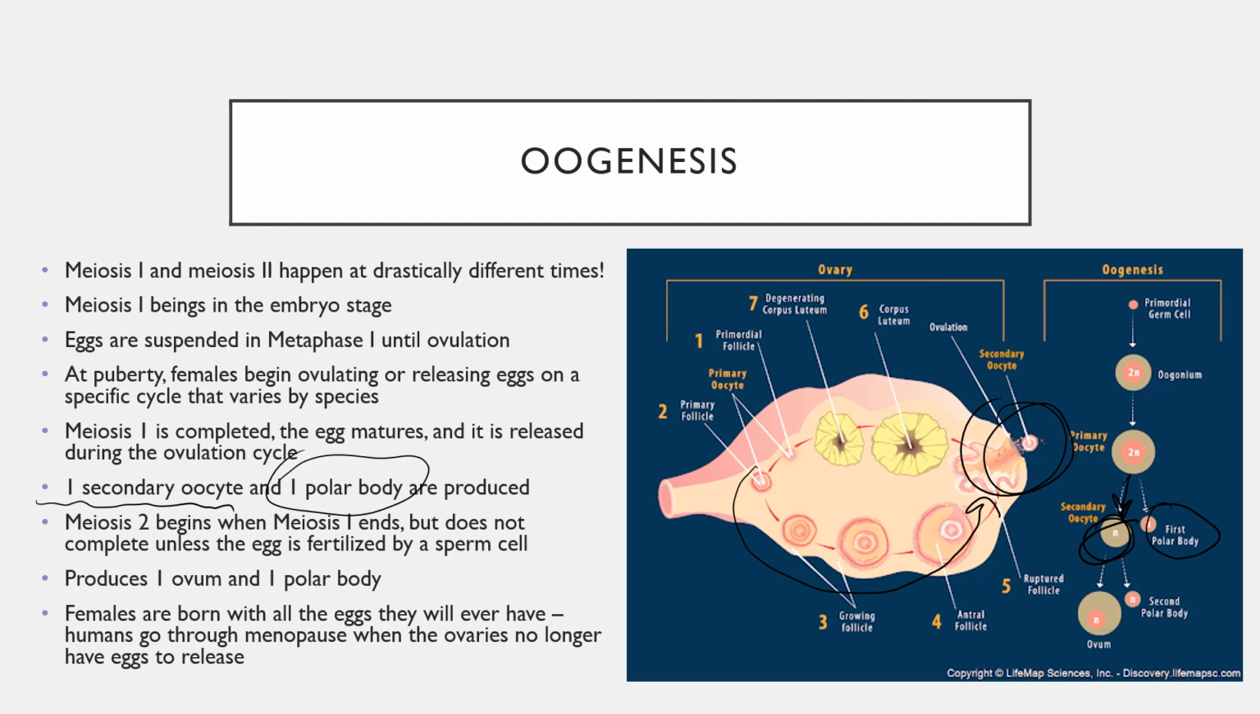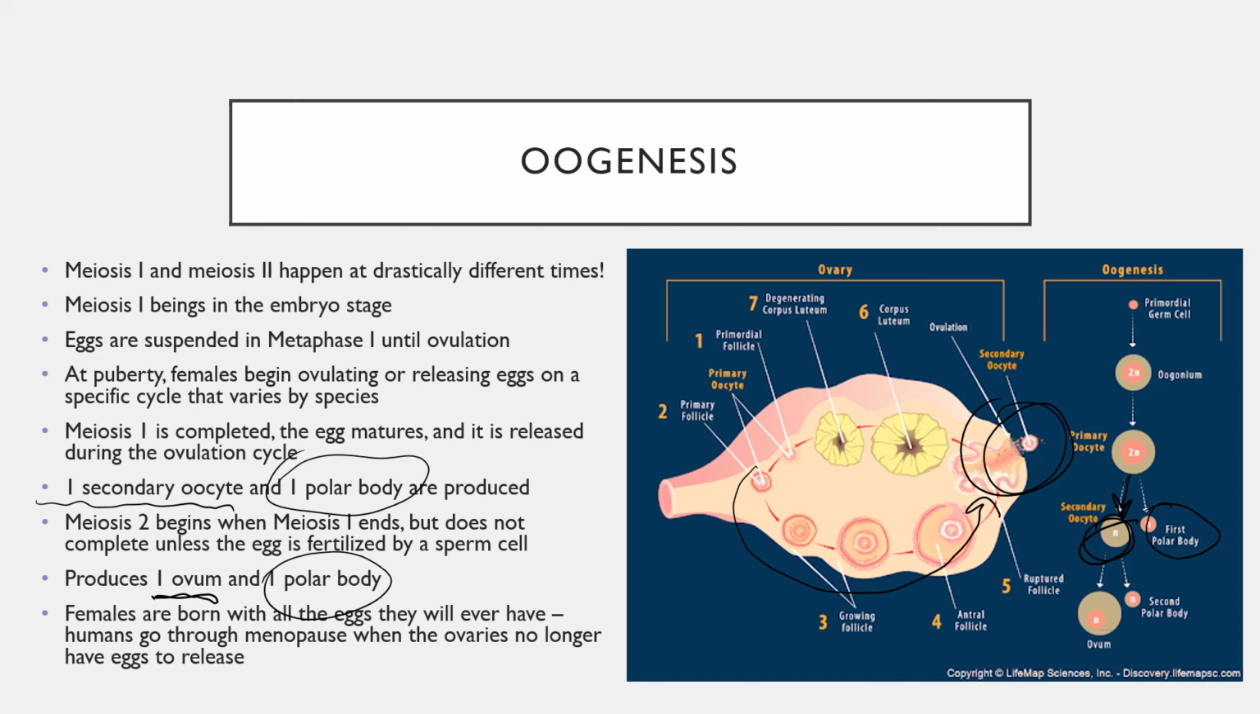Now, meiosis 2 begins right after meiosis 1 ends, as the egg is traveling down the fallopian tubes and into the uterus. But meiosis 2 does not complete unless it is fertilized by a sperm cell. So your eggs will never fully complete meiosis unless they are ready to become a new organism by being fertilized. When we do finish meiosis 2, we create that ovum, the egg itself, and another polar body.